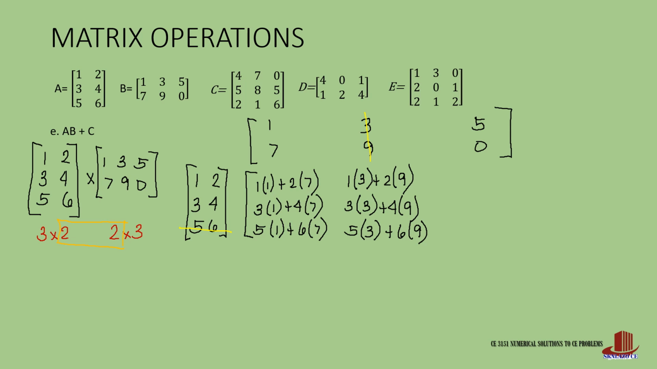Moving on to our third column. Starting off again with our first row, 1 times 5 plus 0. Now for the second, we would have 3 times 5 and again 0, or that would be 4 times 0. For our third row, 5 times 5 plus 6 times 0, or again 0.